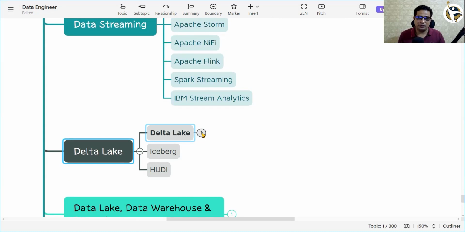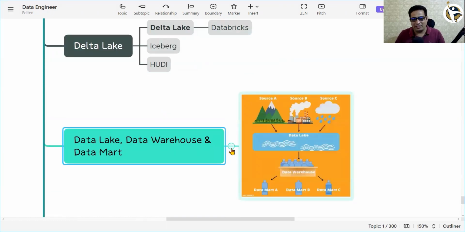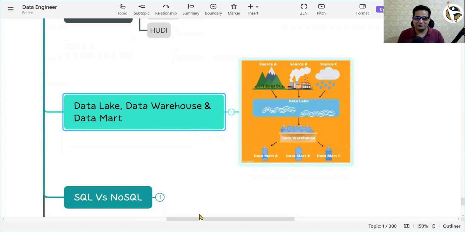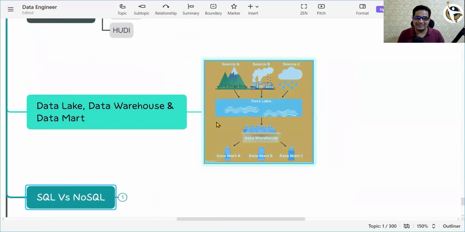So again, we saw a few minutes back, Databricks has its own data lake. So that's where data lakes are also getting very popular, and we have Iceberg and Hoodie as solution providers. Now let's see some of the common things used in the data engineering platform, that is data lake, data warehouse, and data mart.